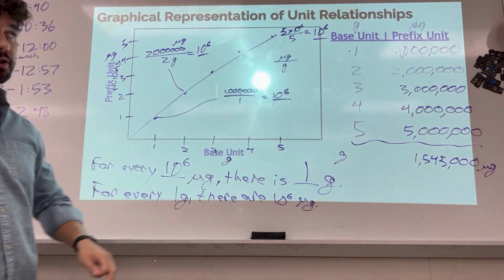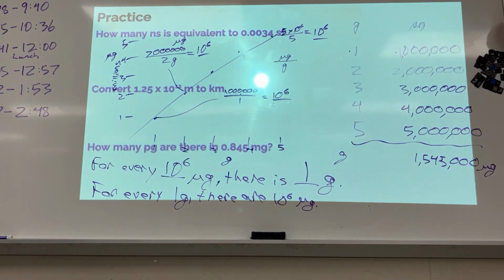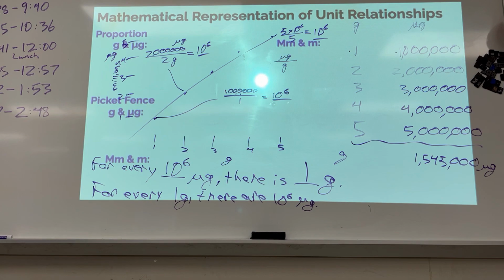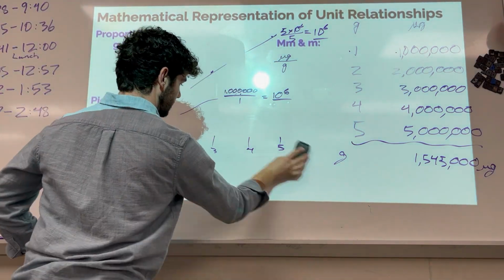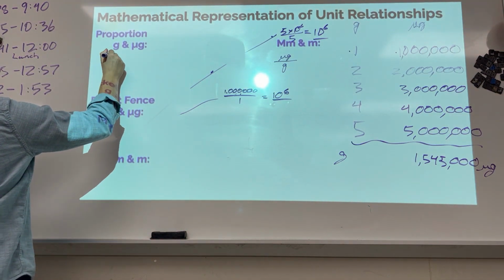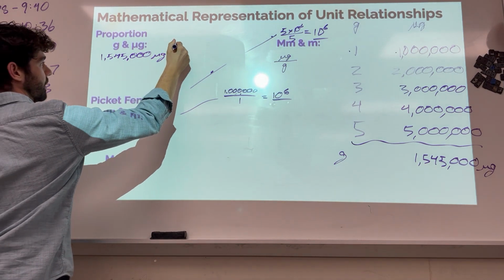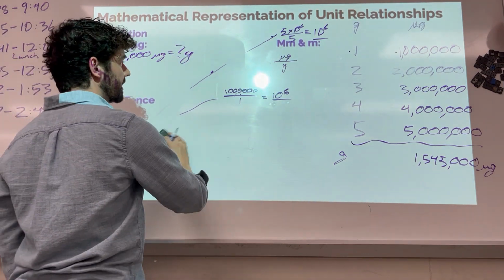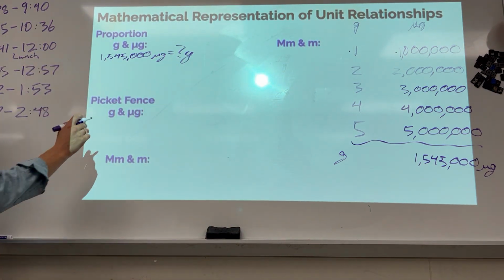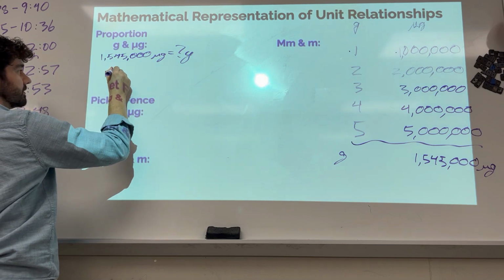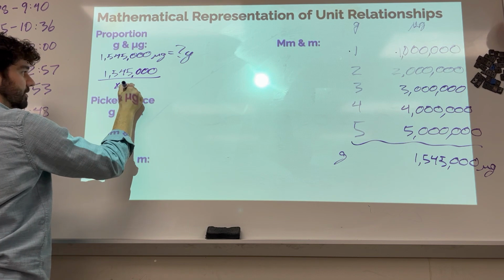Let me show, let me actually go to the slide I have. Back up. Let's do this. So let me write this over here. 1,545,000 micrograms, and I want to know how many grams that is. Because the ratio is the same, here's what we could do. We could set up a proportion. We could say that if I take this divided by this, I'll just put X grams.